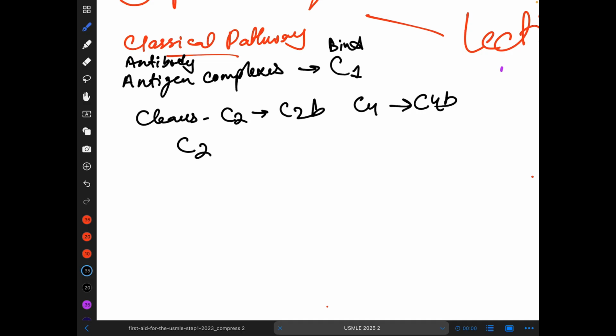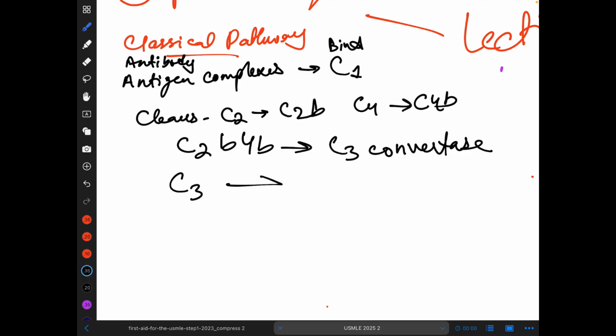The C2b and C4b will activate and make C3 convertase. And what is the function of C3 convertase? It converts C3 into C3b. Understand?